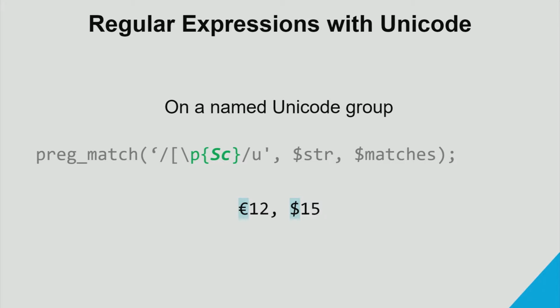So SC means symbols for currency. Do these regular expressions on a string, and it can find all the currency symbols that we use today. This is pretty cool because the euro signs, the pound signs, the dollar signs, you don't have to type individual characters. You can find all the characters that belong to the same Unicode group.